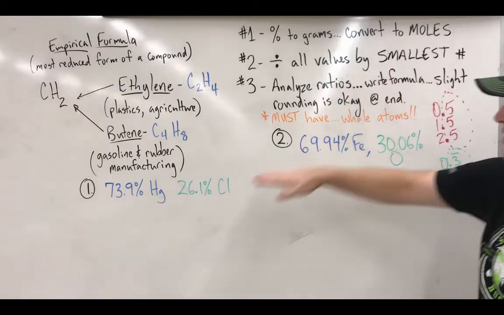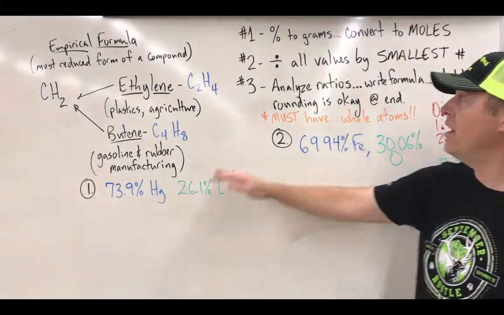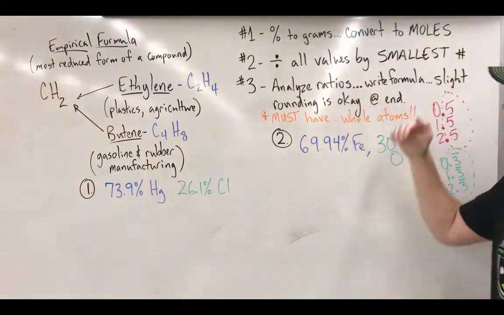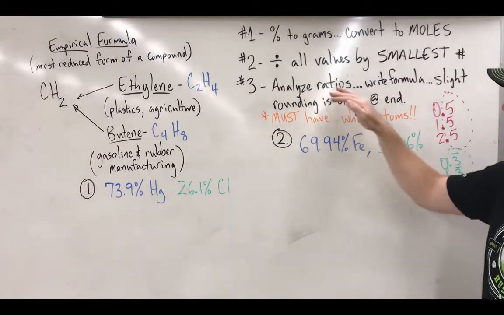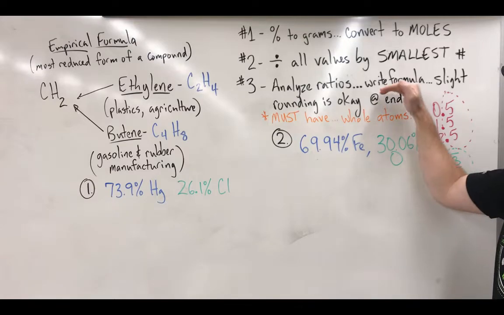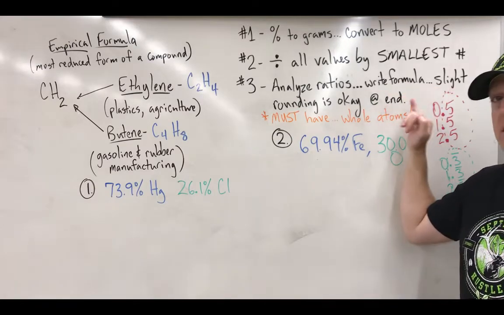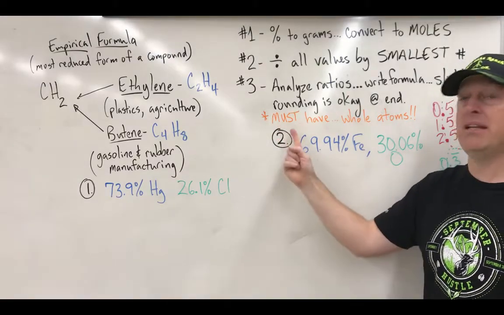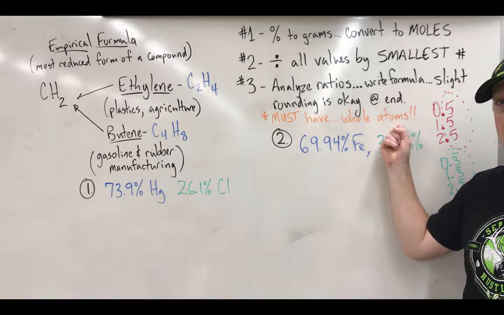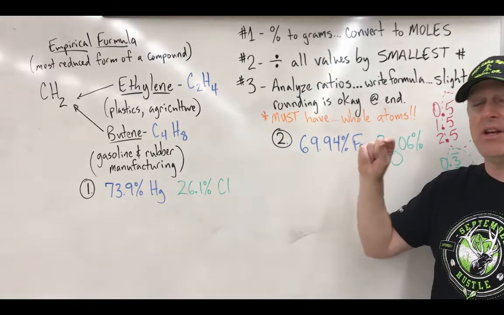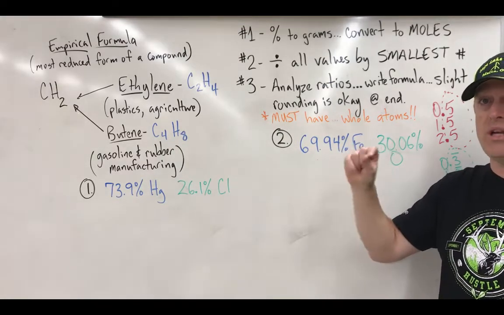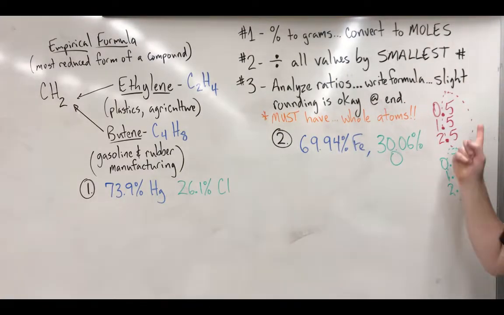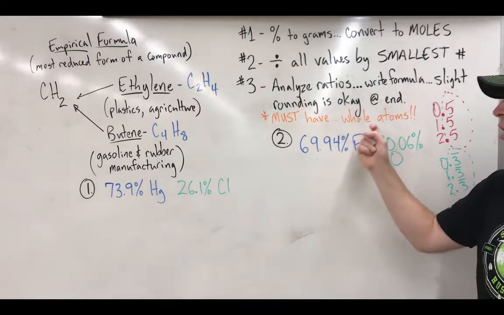After we solve for the moles of all of the elements that are there, we divide all of the values by the smallest number, okay? Now, after we do that, then we analyze the ratios. We write the formula. Slight rounding is okay at the end here. But one thing we must keep in mind is that we can only have whole atoms, whole numbers. We can't have like 0.5, 0.4, 0.3 of an atom. So that's why the slight rounding is okay.